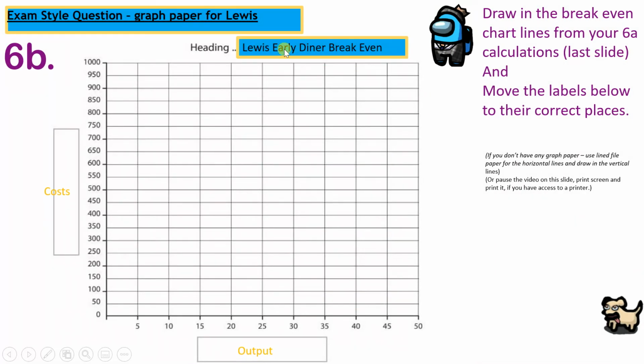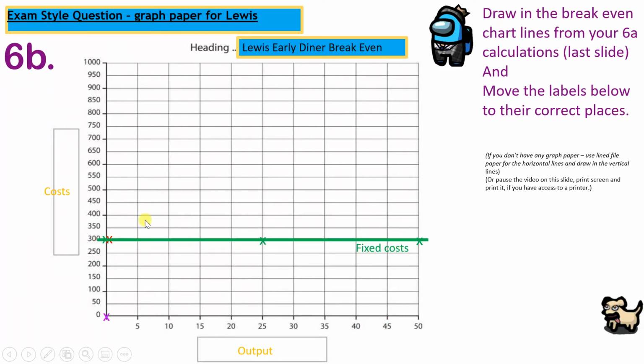The first three boxes for Lewis's early diner were done for you, so here they are again. So too were the first of the X's to plot out the numbers on the chart, so here they are again. Here's fixed cost. Let's plot them in. It's at 25 early diners at £300 on the y-axis, and 50 early diners on the x-axis. On output is the same line across, so let's draw in our green line.